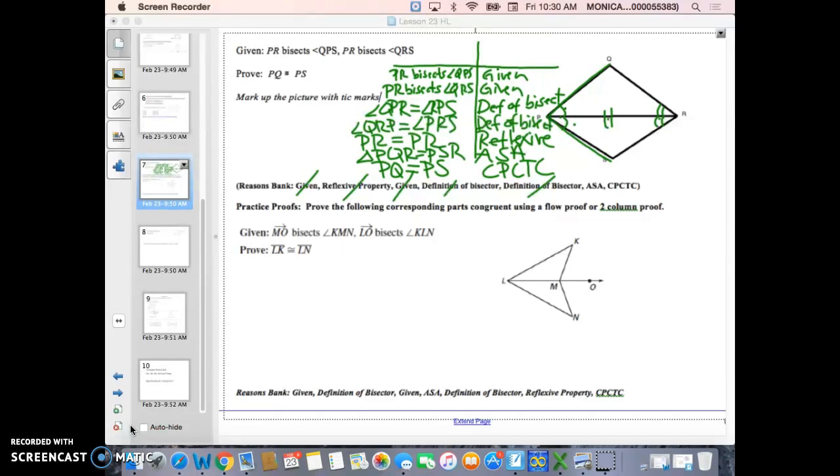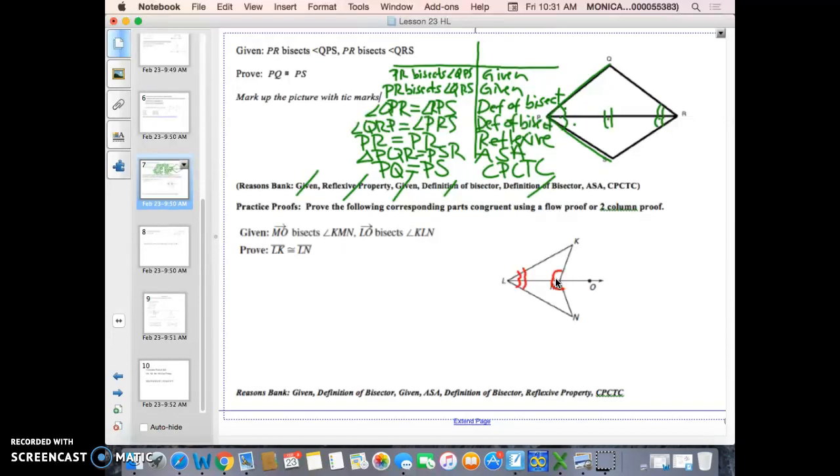We're given that MO bisects angle KMN. So that means that I know that this angle here is congruent to this angle here. And LO bisects angle KLN. So now I know that this angle here is congruent to this angle here.